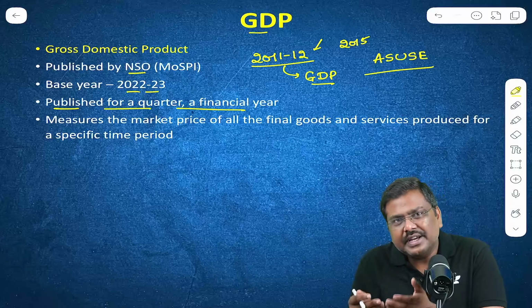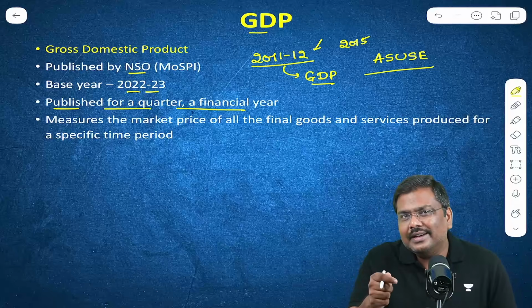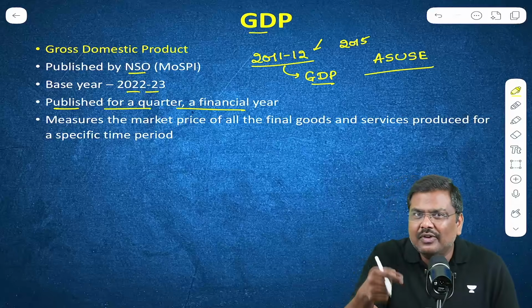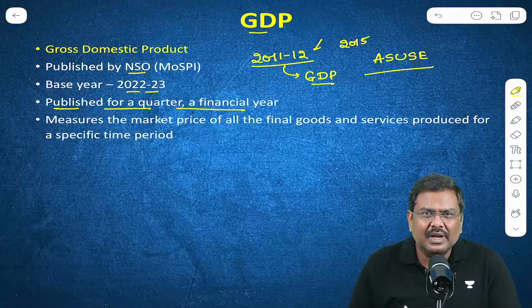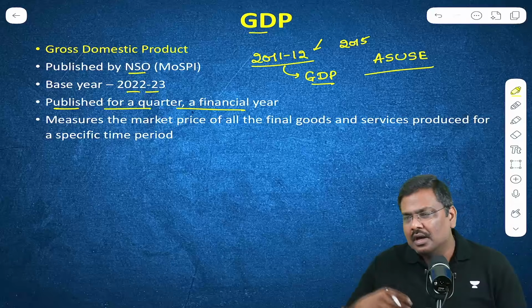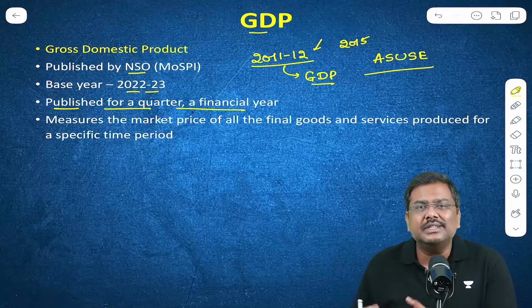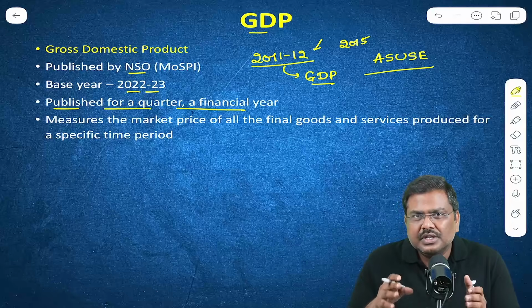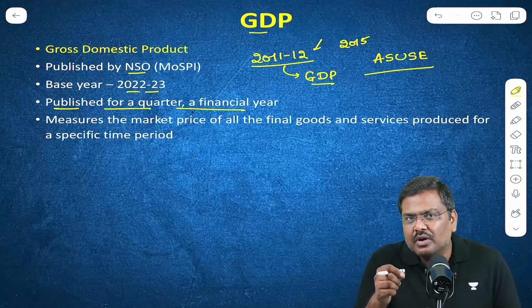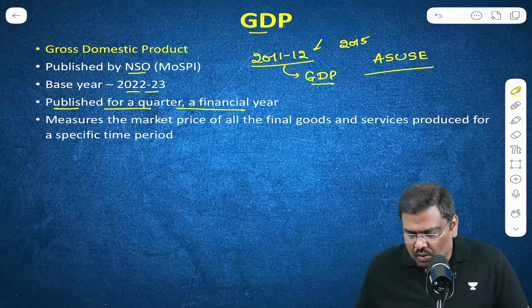And GDP, like I said earlier, is the most important indicator that is used to calculate and find out how India is performing compared to its competitors. China, USA, Britain, Germany, etc. So, this is the set of changes that the government of India has introduced. Please make a note of this.